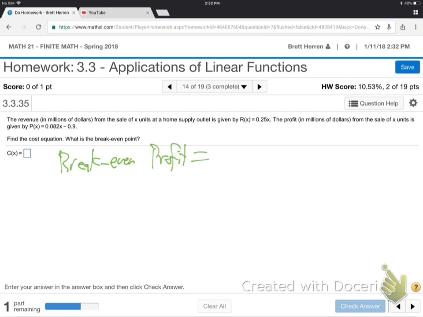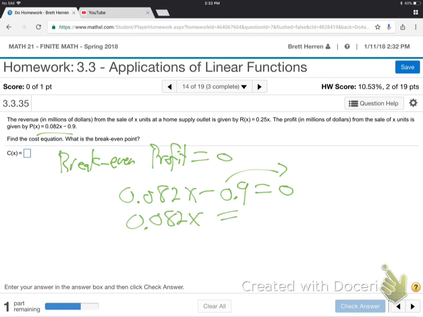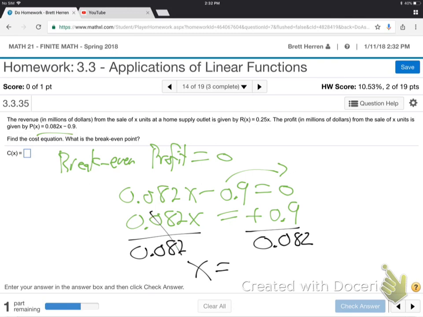So break even, profit equals 0. So you just grab that profit function right here, 0.082x minus 0.9 equal to 0, and then you solve for x. I'm going to skip some steps. I'm just going to jump that guy to the other side. What happens when you jump something to the other side? Just change the sign. It was a little quicker. Instead of adding, same thing as adding, 0.9 to both sides. And then just divide by 0.082.